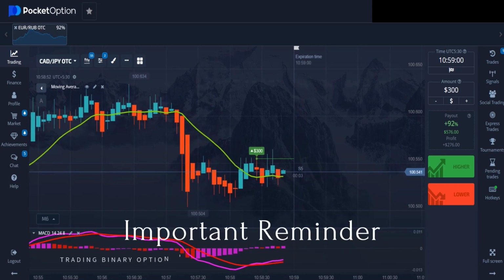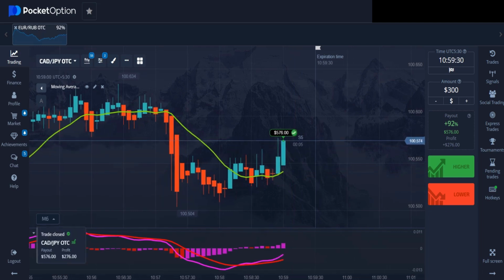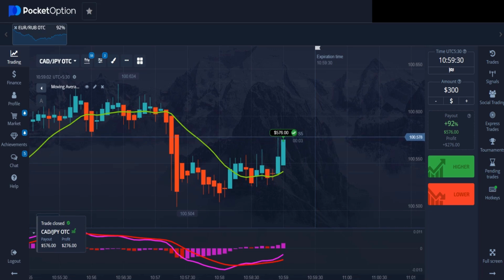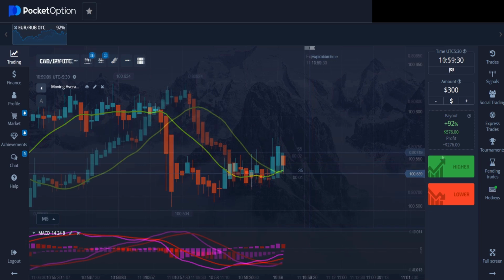Important reminder: trading binary options involves significant financial risk and may result in losing your money. Trade responsibly. Great news, everyone! We've won this trade as well. This is a perfect example of how sticking to a proven strategy can deliver consistent results. But the journey doesn't stop here. Let's keep the momentum going by hunting for another perfect trade setup. Stick around and let's continue building our winning streak together.